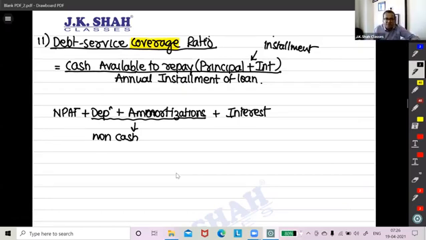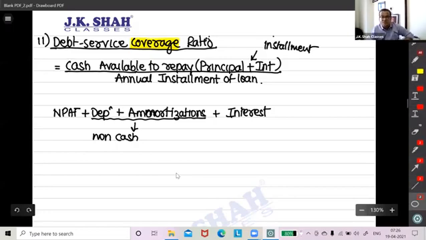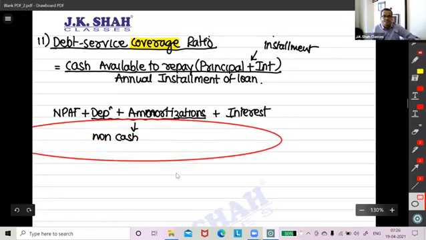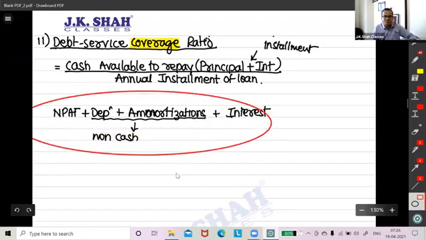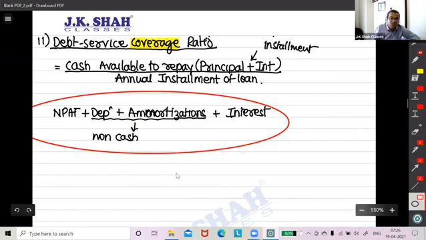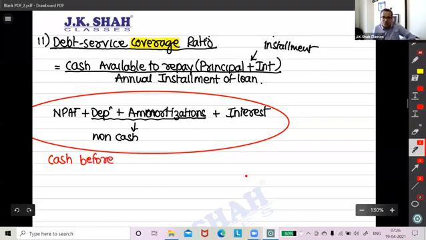But by doing this, you know what will happen? What will this give me? That is important to understand, friends. See, this will give me cash before payment of interest, because I have added back the interest expenditure also.